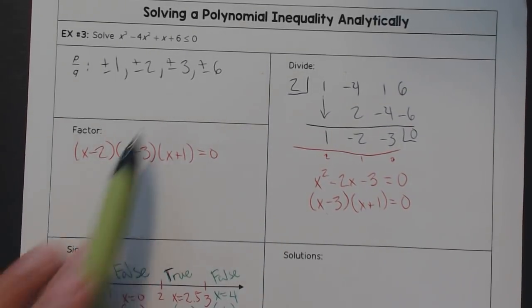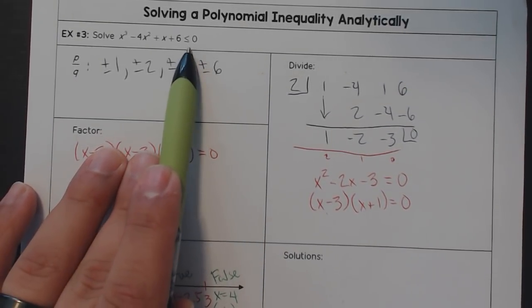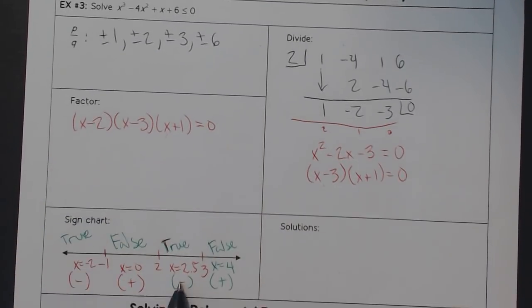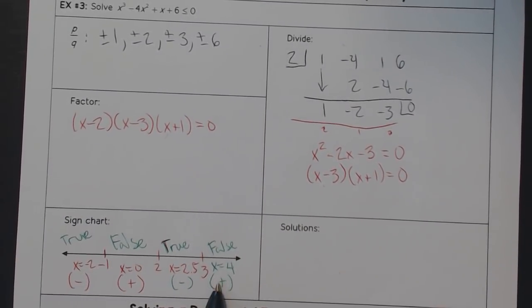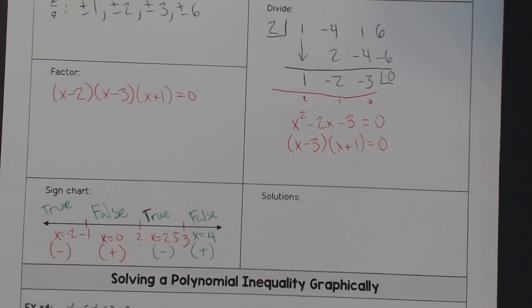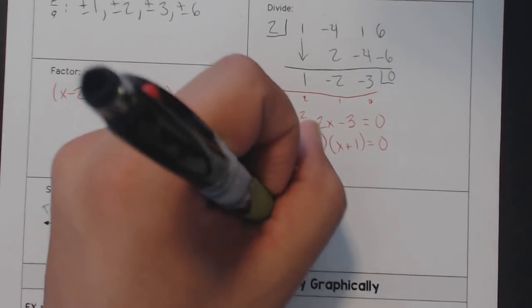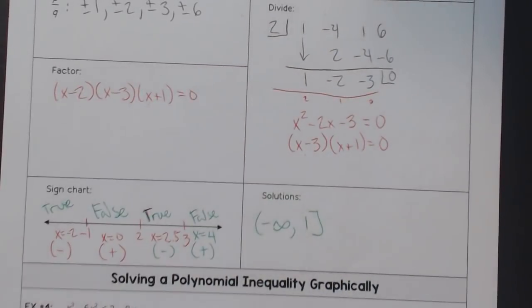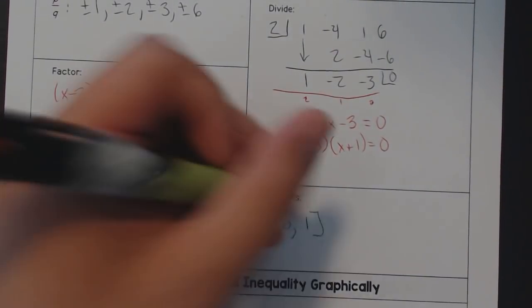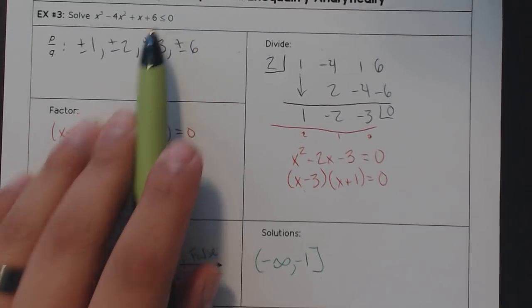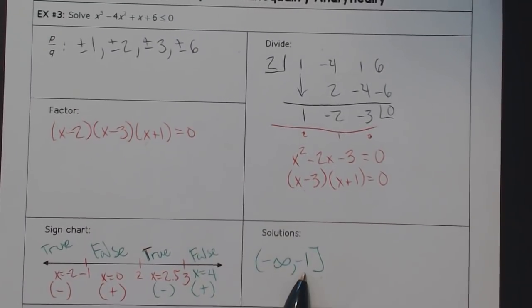Now, why is it negative? Because the question said less than or equal to 0. If it was saying greater than or equal to 0, this would be completely flipped. These would be our true statements. But since they're not, we go with this, and we say that our answer is going to be where the negatives exist. Well, it's everything less than -1. So we're going to say negative infinity, comma -1. We're including -1 because -1 did give us equal to 0, right? Because that's one of our zeros.